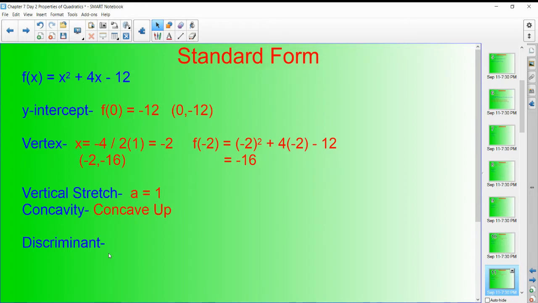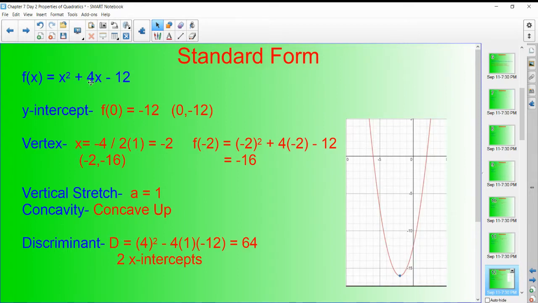And the question also might ask find the discriminant, which is b squared minus 4 times a, which is 1, times c, which is negative 12. So my discriminant is 64. That tells us I have two x-intercepts. It doesn't tell me what my x-intercepts are, but I graphed this and I could see, okay, it's got two x-intercepts. I can see my vertex down here is negative 2, negative 16. In a future lesson, we're going to be responsible for graphing an accurate parabola. But right now, we're just figuring out what details does each form give us.